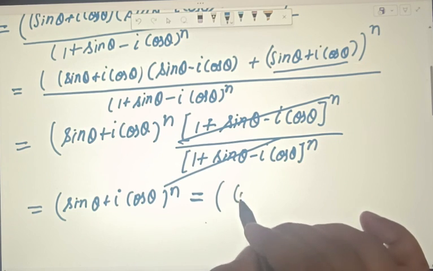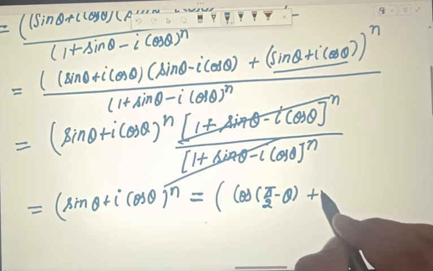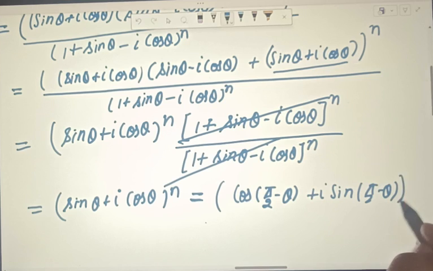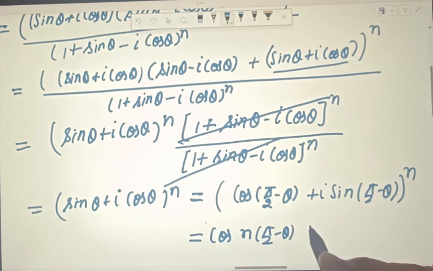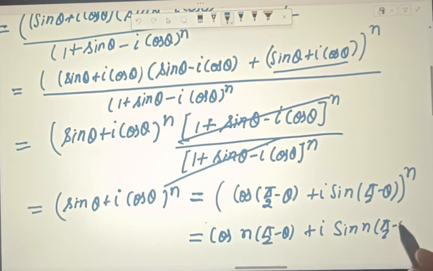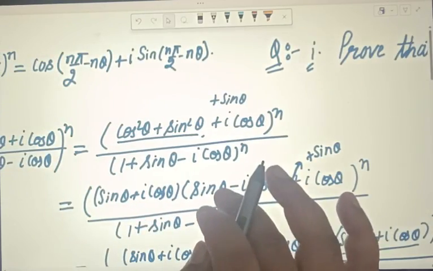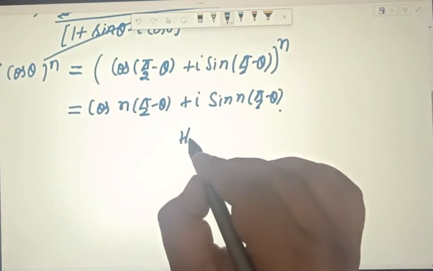We can write it as (cos(pi/2 minus theta) plus iota sine(pi/2 minus theta)) to the whole power n. Apply De Moivre's theorem: cos n(pi/2 minus theta) plus iota sine n(pi/2 minus theta). I think it is proved. It was the proof, hence proved.